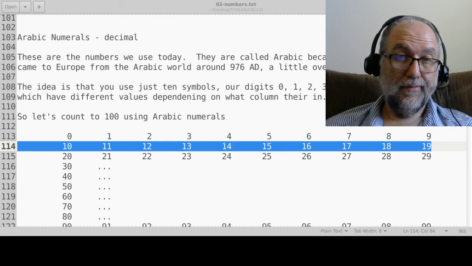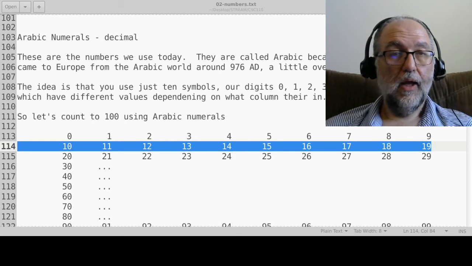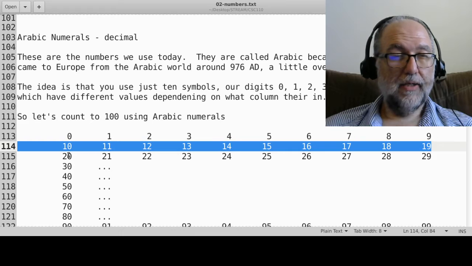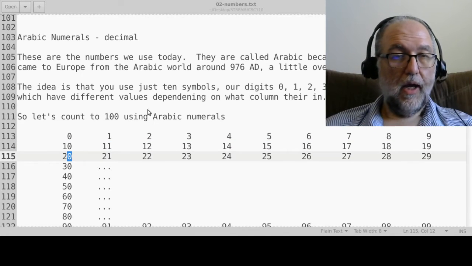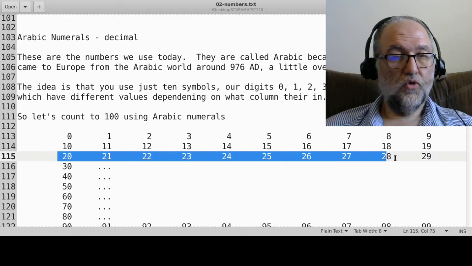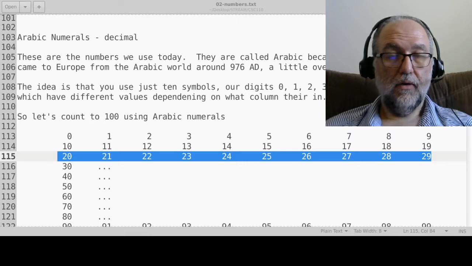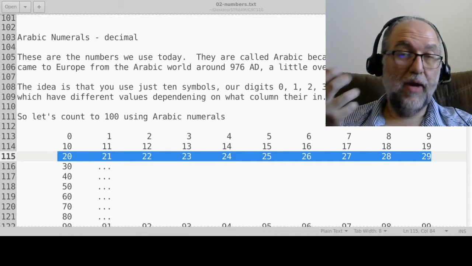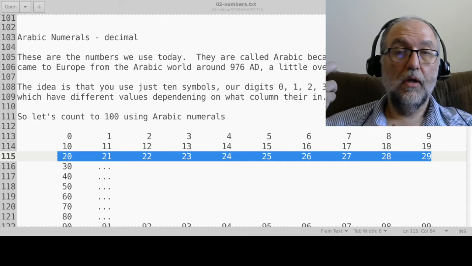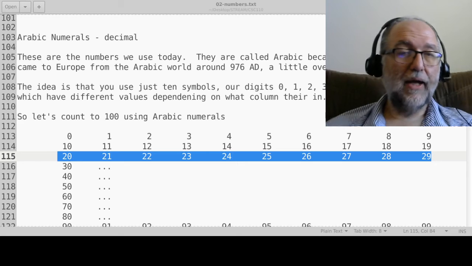When you get to 19, you have to start over with the rightmost column. That rightmost column goes back to 0, but now the left column you bump up and you get 20. And so you go 20, 21, 22, 23, all the way up to 29. Once you get to that 9 in the rightmost column, you say, okay, I'm out. I don't have a single symbol past 9. What do? The 9 reverts back to a 0.